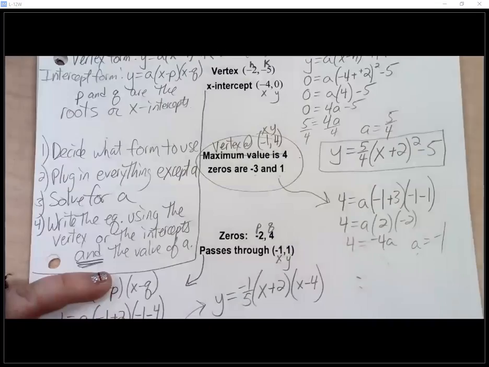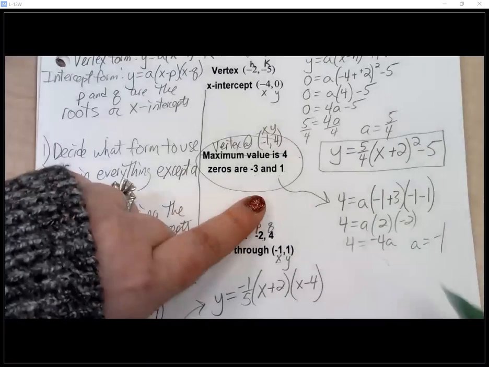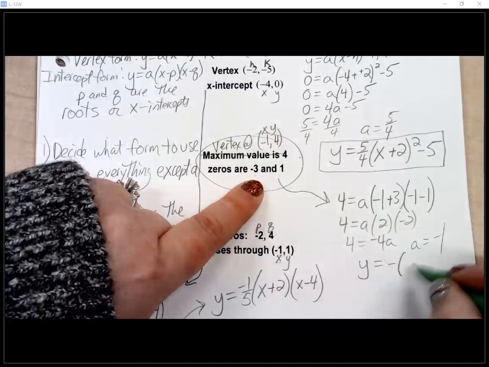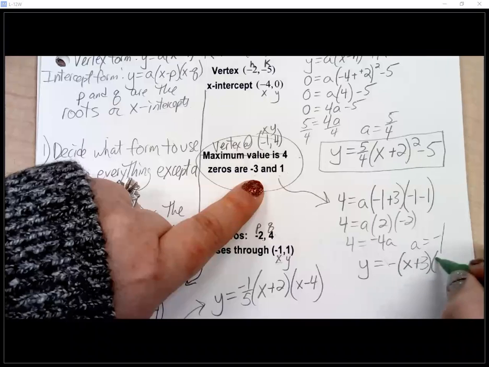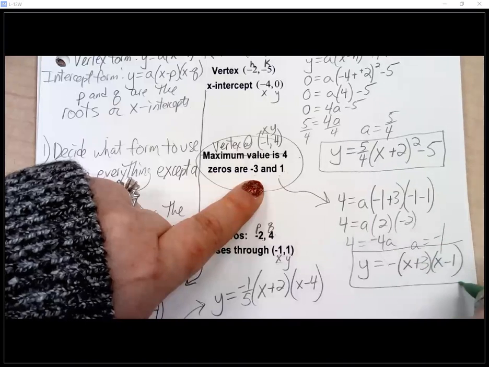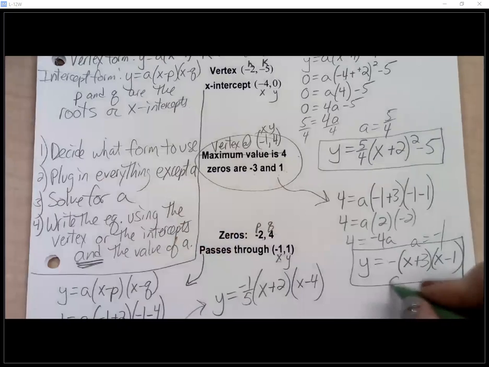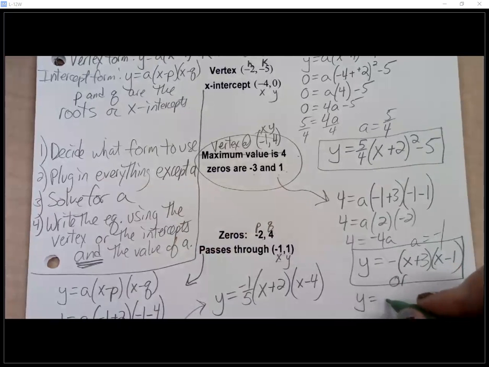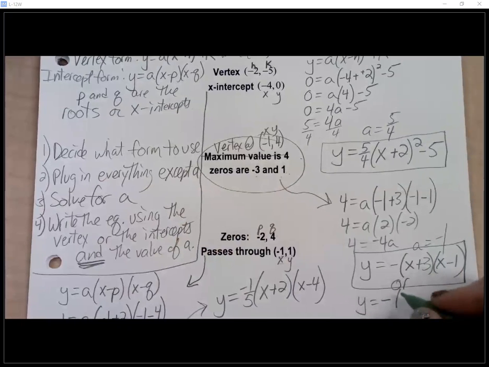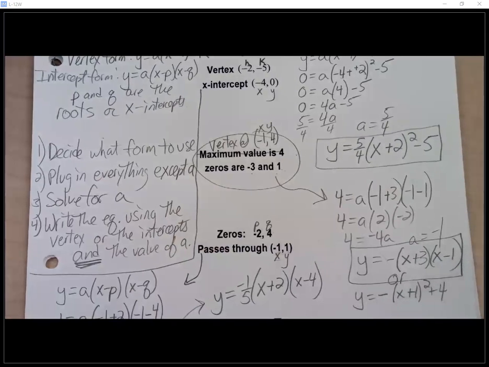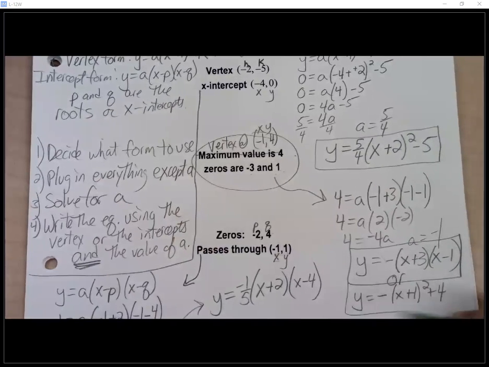Cool. So then your final answer, if I put all the pieces together, y equals a is -1, and then I'd have x plus 3, x minus 1. So there's mine in intercept form. If you had this in vertex form, I suppose yours would have looked like y equals, a would be the same, right? So you should have a negative (x plus 1) squared plus 4. Did everybody do it in vertex form? I believe you should get this. You did?